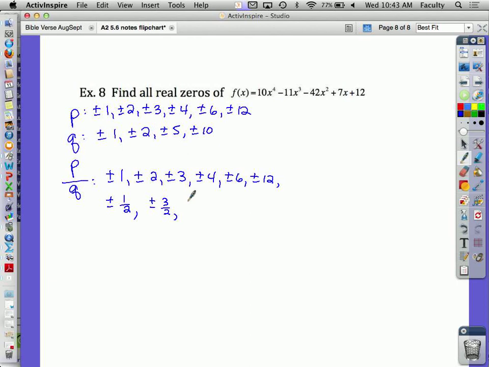Now I'm going to divide by 5. So it's 1/5, 2/5, 3/5, 4/5, 6/5, and 12/5.